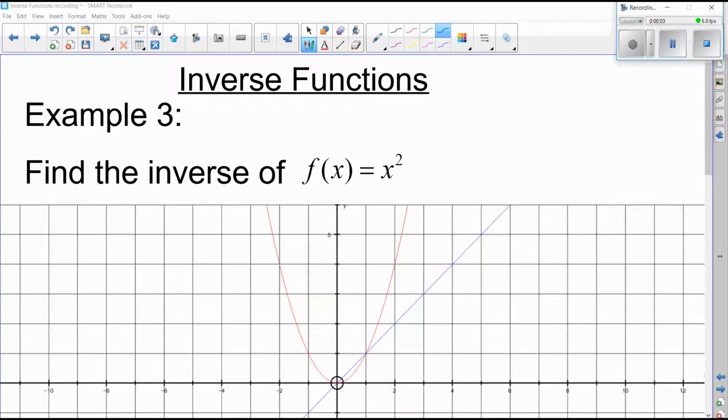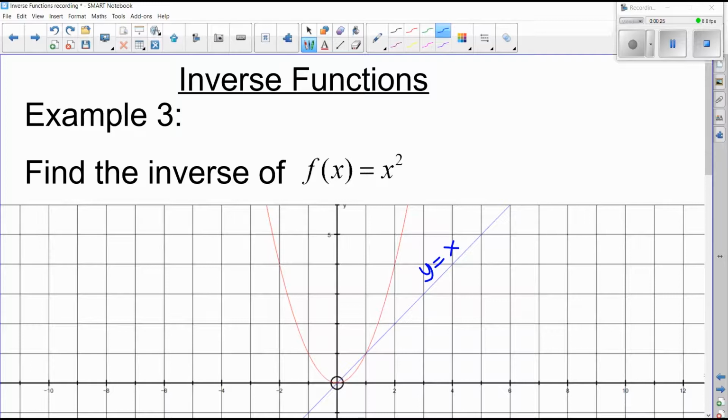Inverse functions, example 3. Find the inverse of f of x equals x squared. So now we're going to find the inverse of the parabola, which is the sketch of the red graph below. We also have a sketch of the axis of symmetry, which is the line y equals x. Our first step is to identify some points on our parabola.